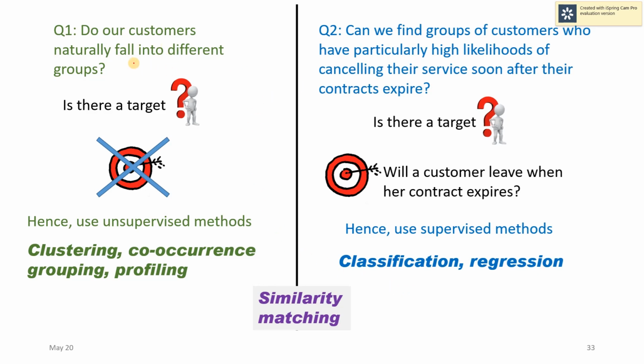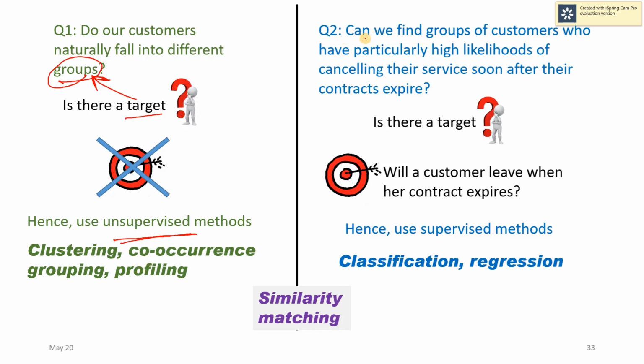So this is example. Do our customer naturally fall into different group? Adakah kita tahu what group is that group, kan? Is that a target? So target ni adakah kita tahu group kita tu apa? So kita tak ada. So this is what we call as unsupervised method. Usually in unsupervised method, clustering technique, co-occurrence grouping and profiling will fall under this one.